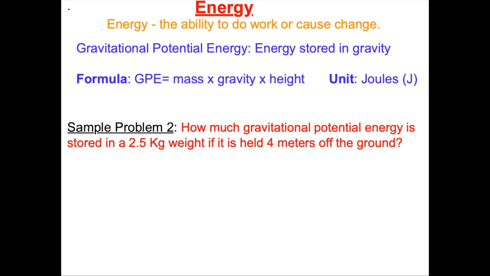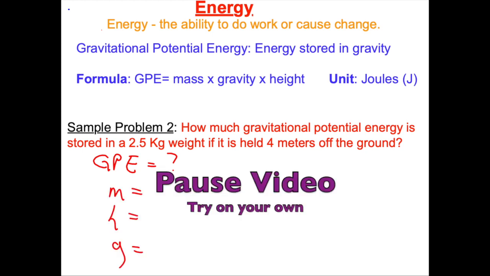Here's a second problem for you to try. How much gravitational potential energy is stored in a 2.5 kilogram weight if it is held 4 meters off of the ground? I'll get you started, then you can pause the video, do the problem, and then check your answer. I'll give you the answer and how to get the answer at the end of the video. The first thing that you do is you list what you are looking for and what you are given. Try filling in the mass, the height, and the gravity.